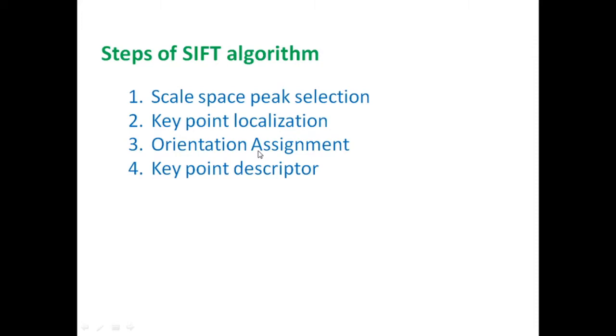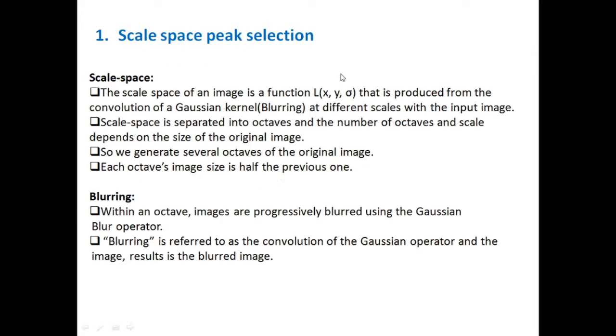The next one is orientation assignment, where we compute the best orientations for every key point. And the last one is key point description, where we use these descriptors. I will explain the key point descriptor in detail in the upcoming slides. Let us see the first step, that is scale space peak selection.